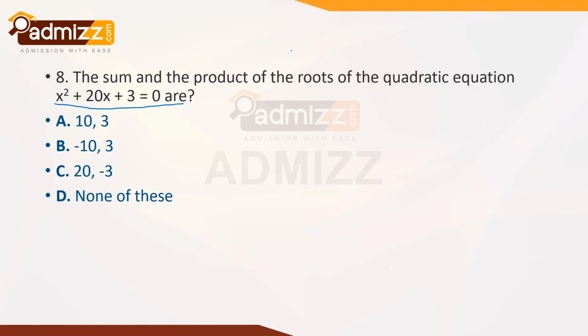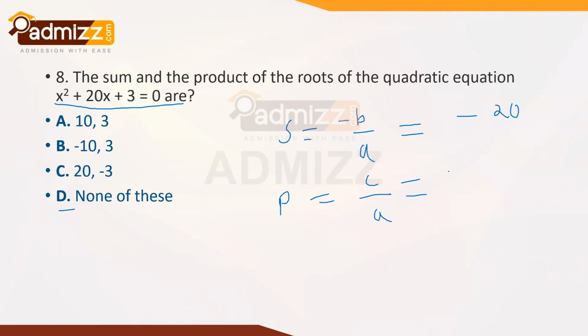Yep, definitely. The correct answer is exactly as Soiluja says. The correct answer is option number D, which is none of these. Why is that the case? That is because we know that the formula for sum is minus B over A, right? And B is 20, so minus B over 1 is going to be minus 20. This is the sum. And the product is C over A, right?